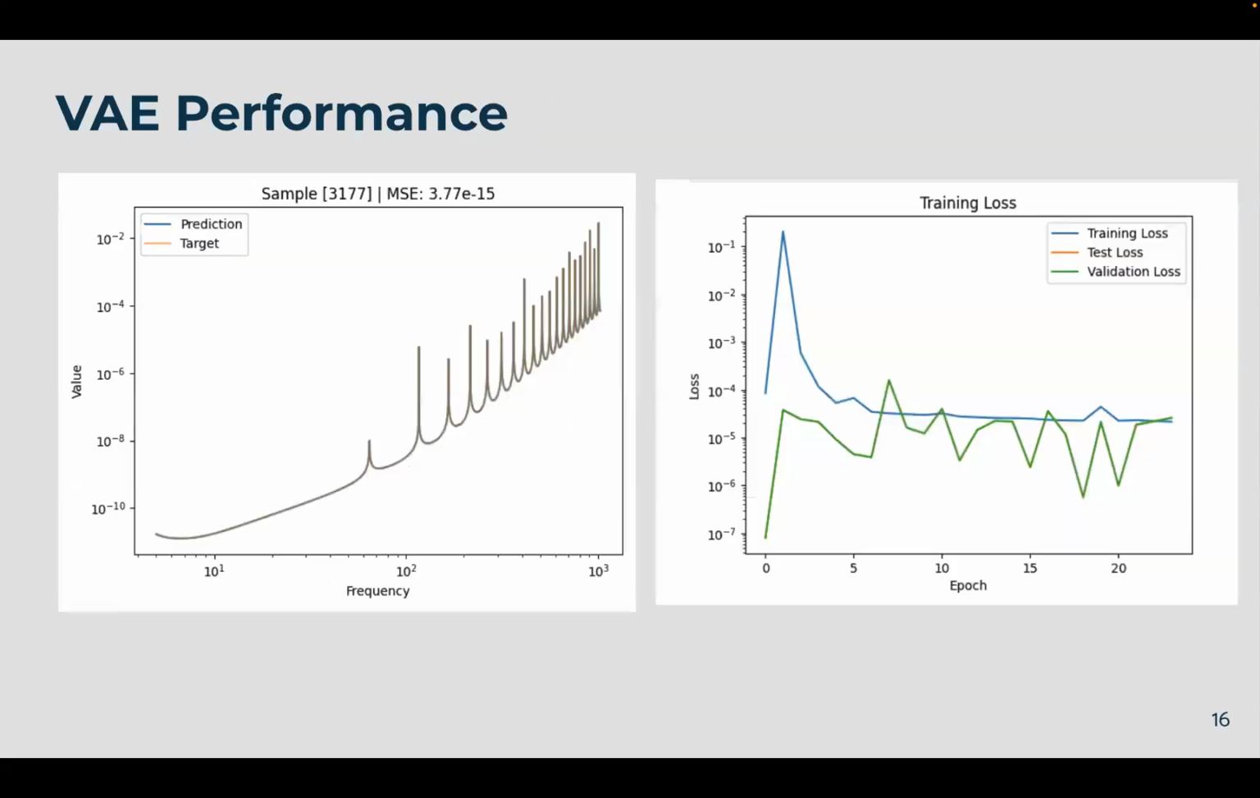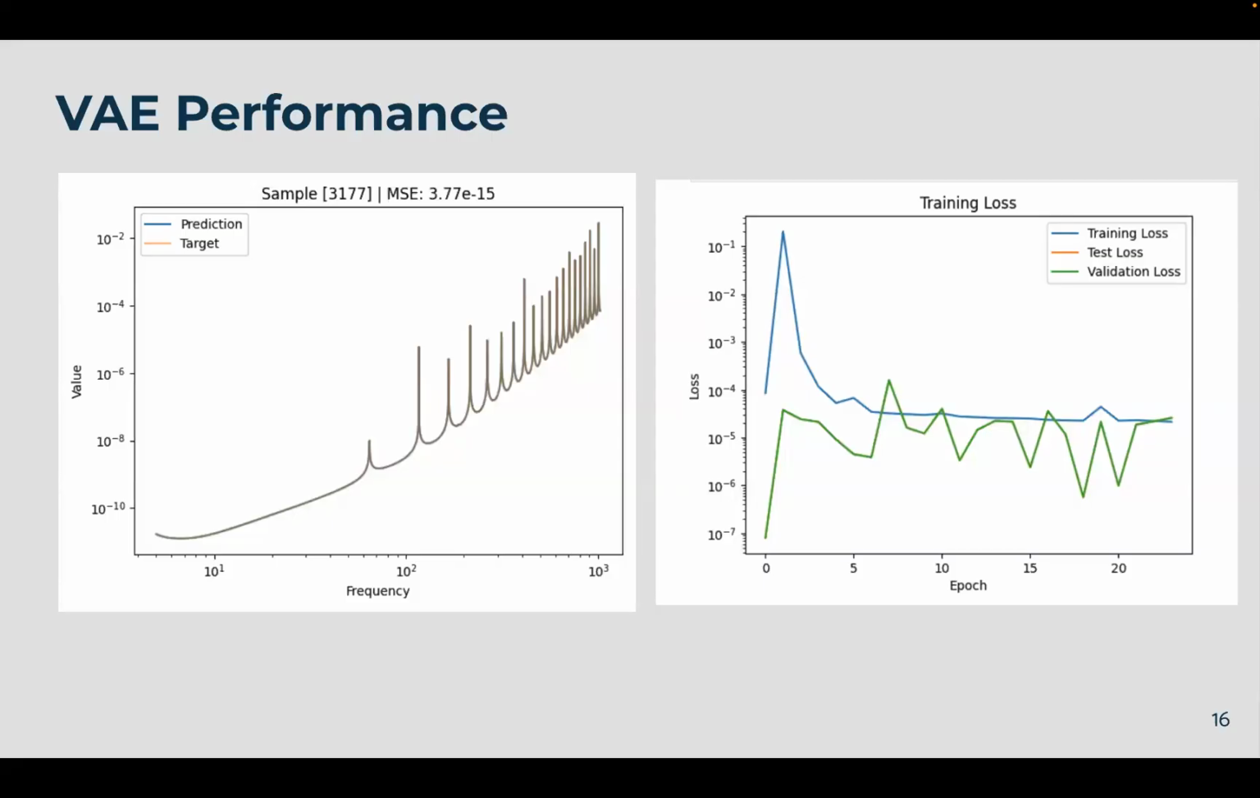So next slide. This was after model training, just an example of the variational autoencoder performance. And basically it works well enough to move on to the next step, which I'm going to hand over to Lexi to talk about.